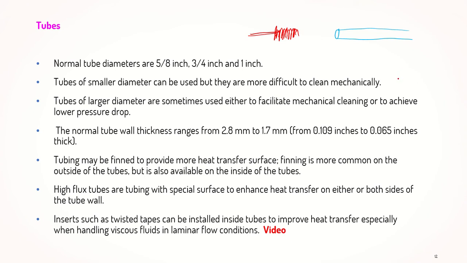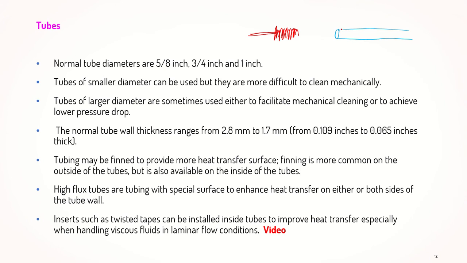And tubes of larger diameter are sometimes used either to facilitate mechanical cleaning or to achieve lower pressure drop. Because if we have a very high pressure drop, the thickness of that particular shell or tube would be higher. So usually we want to have a lower pressure drop. And also the tube wall thickness ranges from 2.8 millimeters to 1.7 millimeters, and this would be due to the pressure drop. If you have a very high pressure drop, you're going to have a higher thickness.